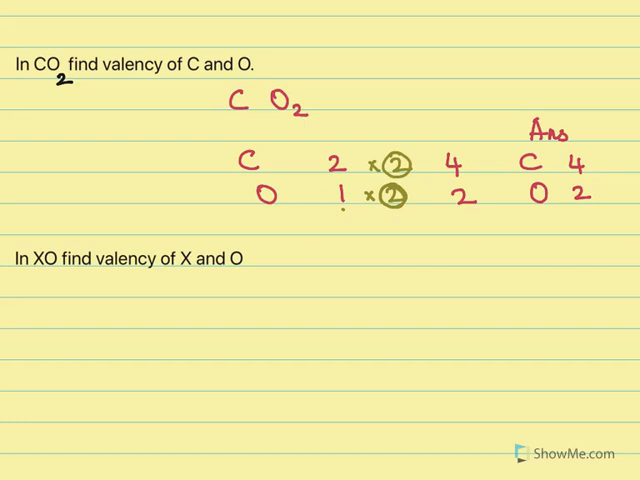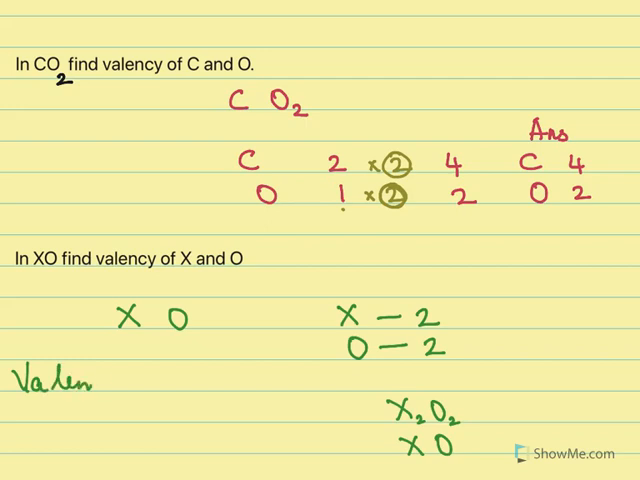For the next one, in XO, find the valency of X and O. So we have XO. So X and O, we know oxygen is 2. Therefore, X also has to be 2. That is why we get X2O2. We take common out and get XO. So valency of X is 2 and of O is also 2.